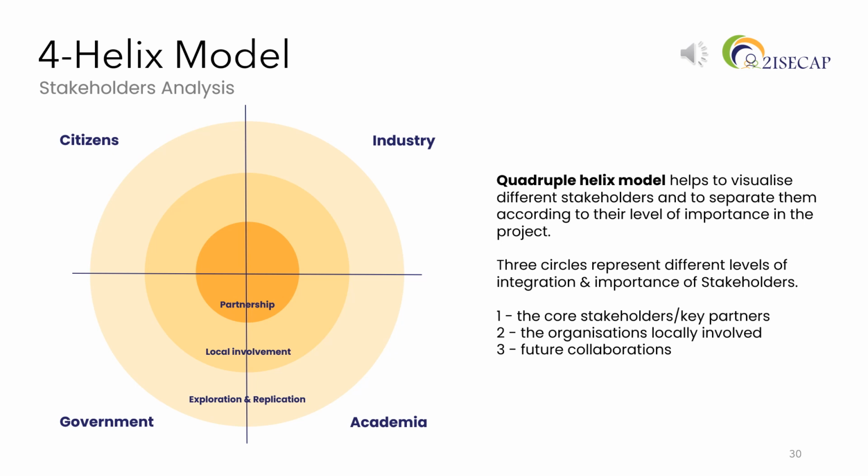Using the quadruple helix model, we can develop a visual map that situates stakeholders according to their role or level of importance in the project. In this 3-circle map, the circles drawn upon the quadruple helix model represent the levels of integration and importance of each stakeholder involved in the process. The core stakeholders or key partners are placed in the central core area of the circle. Local organisations involved in the project are placed in the second circle. And the third will feature future possible collaborations on a broader scale.